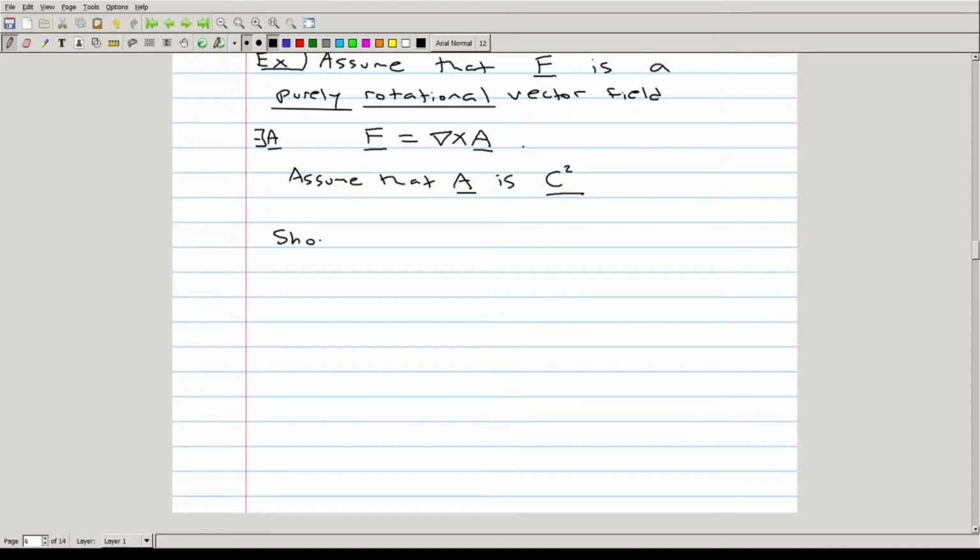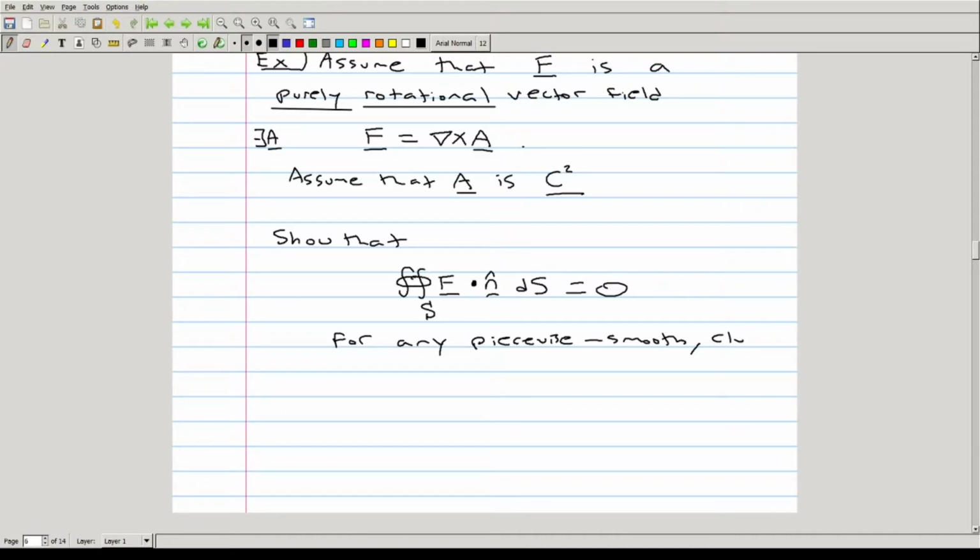So we can show that the surface integral over any surface S of F dot n hat, this is the closed surface integral over any closed surface, is equal to 0, for any piecewise smooth closed orientable surface S.